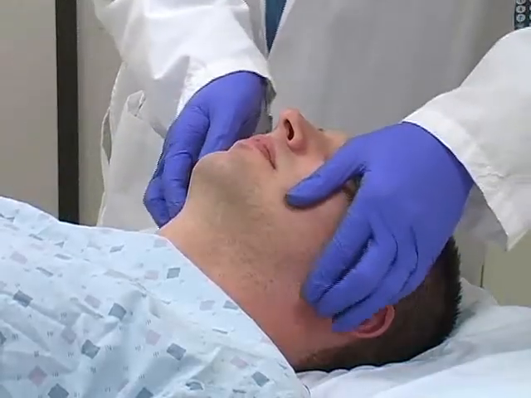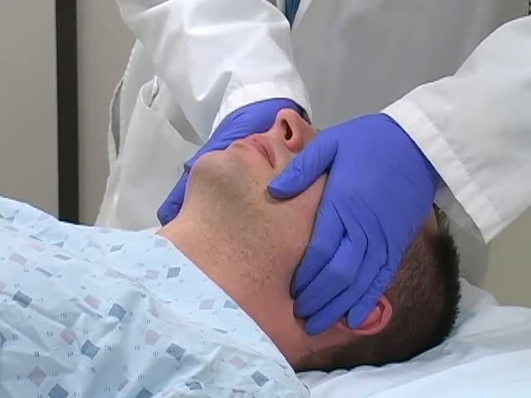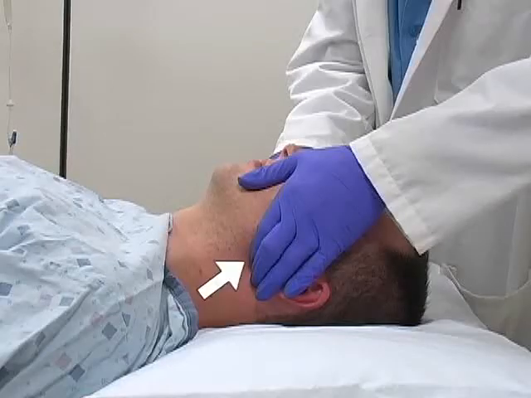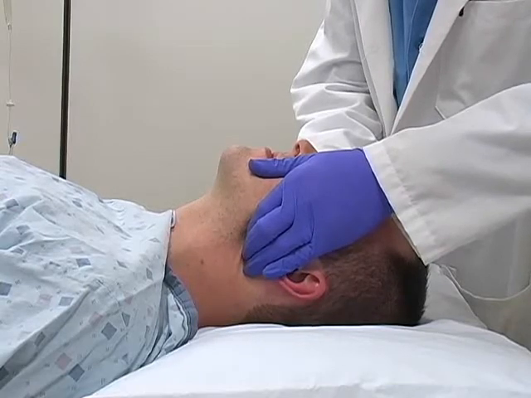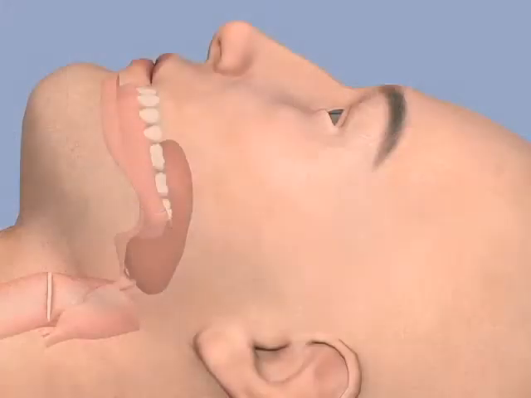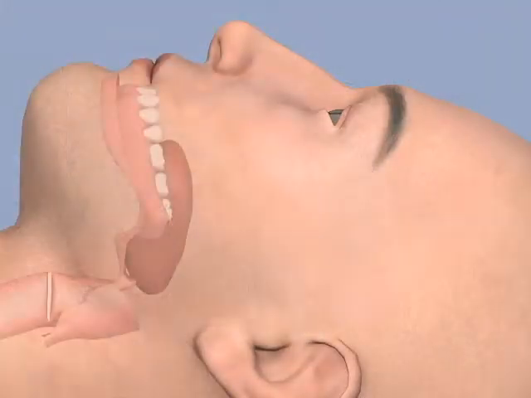Stand at the head of the stretcher and place the heels of both hands on the temporal parietal areas of the patient's head. Next, grasp the angles of the mandible with your index and long fingers and displace the jaw anteriorly. This maneuver moves the tongue along with the mandible, thus relieving upper airway obstruction.